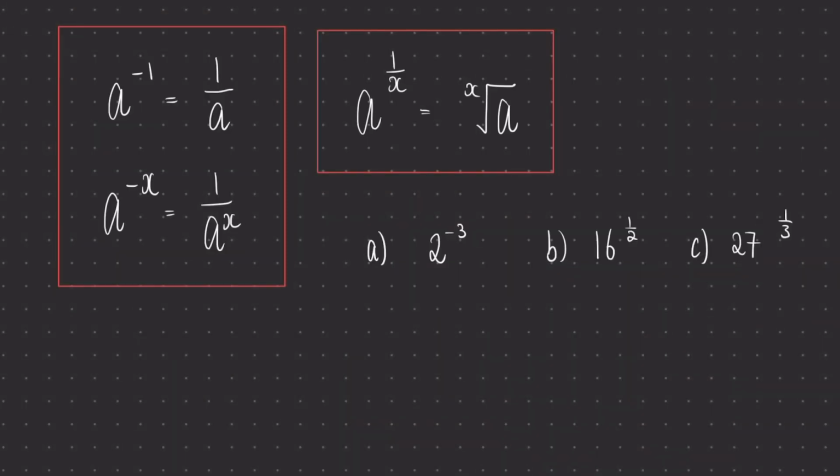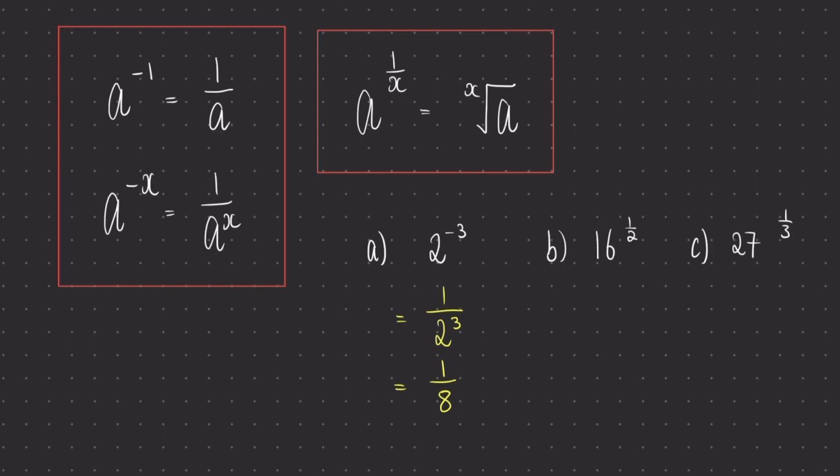Let's quickly take a look at some examples that use the rules that we have learnt so far. To begin with, we have 2 to the power of minus 3. Looking back at the rules, I can see that a to the power of minus x just finds me the reciprocal and places a to the power of x as the denominator of my fraction. So for this example here, I would be doing 1 over 2 to the power of 3, which would give me 1 over 8.